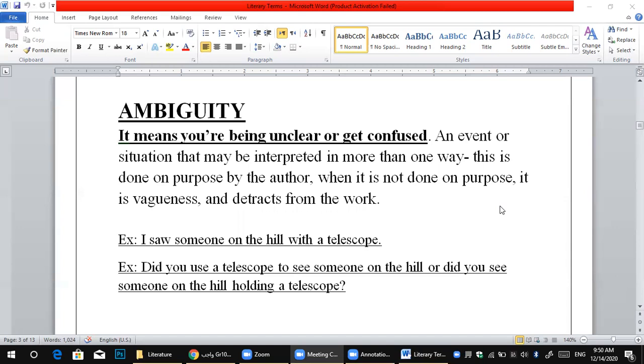Ambiguity means you are being unclear or getting confused. What does it mean? It means getting misunderstood, where your understanding is not clear. For example, let's say I saw someone on the hill. You ask me, did you use a telescope to see someone on the hill, or did you see someone on the hill holding a telescope? So here is ambiguity. That's a misunderstanding, unclear.